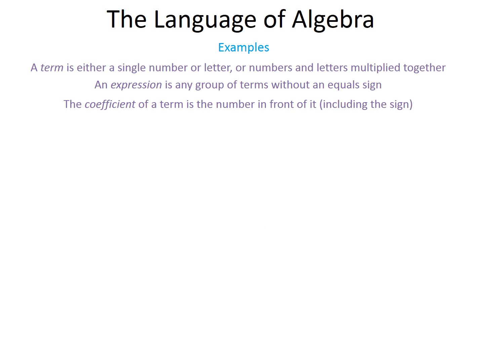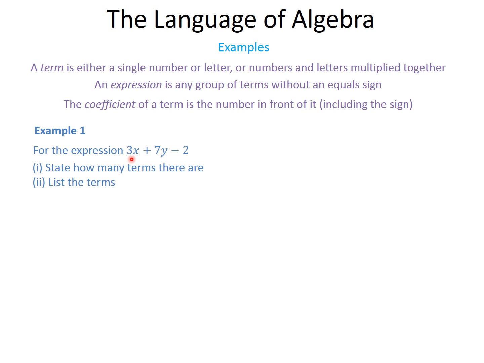Let's do some examples now. For the expression 3x plus 7y minus 2, we first need to state how many terms there are. There's no working required here, because all I'm going to do is count them. 1, 2, 3. That's how many terms there are, so I can just write down 3. You don't need to show working if all you're doing is counting something on a page.